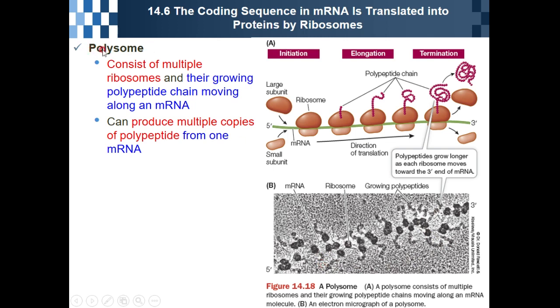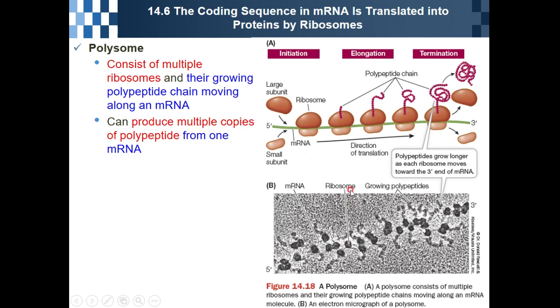Polysome means it consists of multiple ribosomes, and they are growing polypeptides while moving along the mRNA. So at the end, there are very long polypeptides. It means that from one mRNA, we can produce multiple copies of polypeptide at one time, because several ribosomes bind here and make the polypeptide like this.